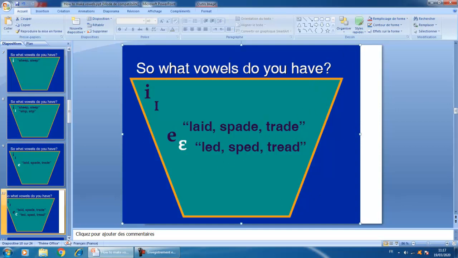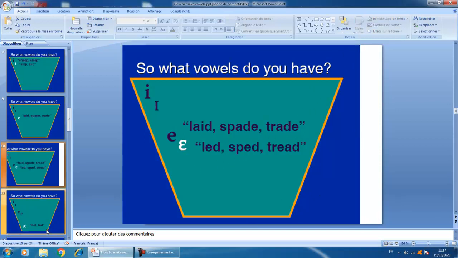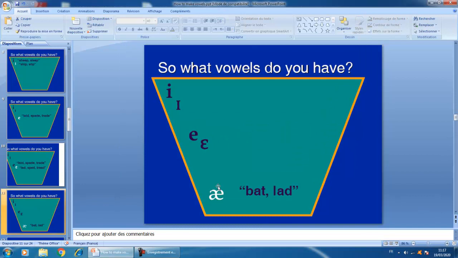Okay? Now, another vowel is this one. This is the vowel in the word bat, lad. It's also a front vowel, because like the previous vowels, all of them here are produced at the front part of our mouth. Okay?